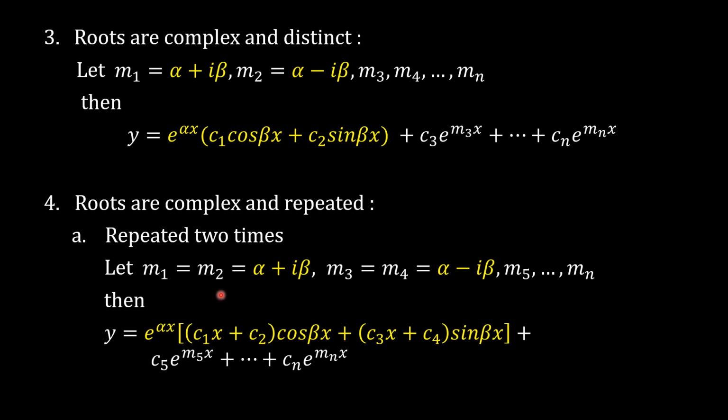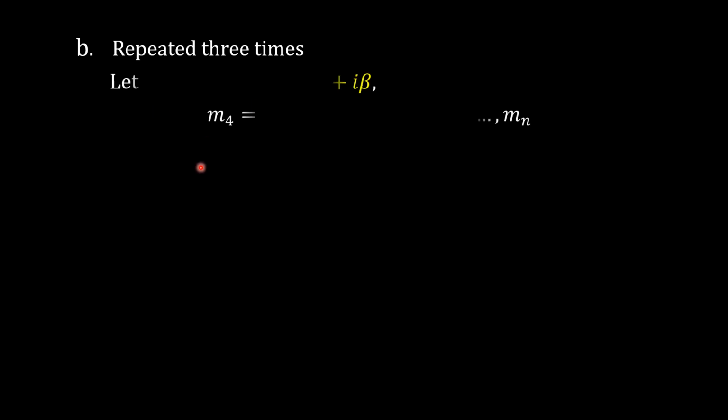So as complex roots are total 4 roots, see here we got the 4 arbitrary constants. So the number of arbitrary constants should be the same as how many times the root is repeated. Next case, complex roots are repeated 3 times. So let us consider m1 equal to m2 equal to m3 equal to alpha plus i beta, m4 equal to m5 equal to m6 equal to alpha minus i beta. Remaining n minus 6 roots are real and distinct.